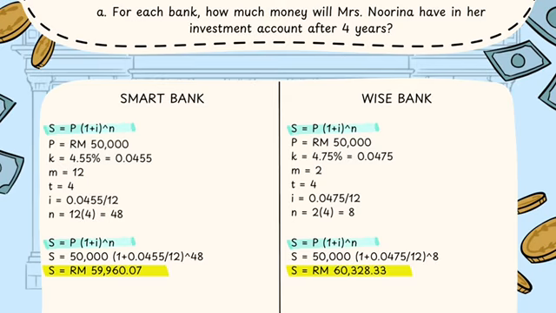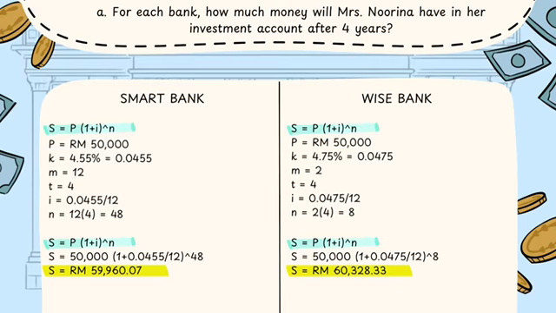We use the formula S equals P times (1 plus I) to the power of N. For Smart Bank, P equals 50,000 ringgit. I equals 0.0455 divided by 12 equals 0.00379. N equals 12 times 4 equals 48. S equals 50,000 times (1 plus 0.00379) to the power of 48 equals 59,960 ringgit and 7 cents.